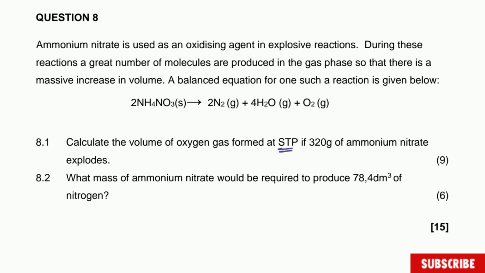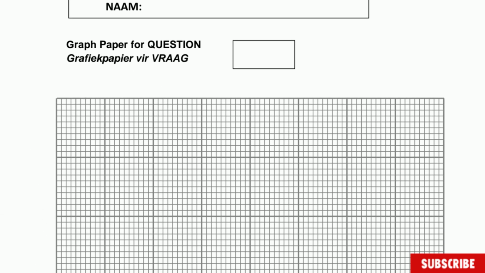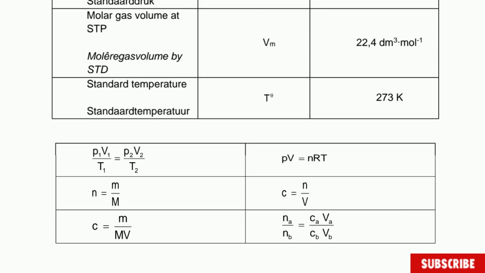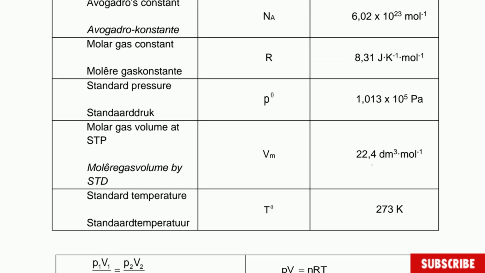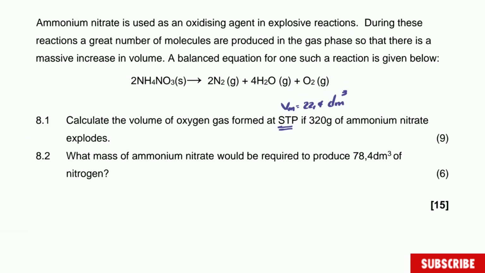If it is at STP, you know that the molar volume of gases is equal to 22.4 cubic decimeters per mole. Let me show you. It is in the formulas, right at the end here. Molar volume, there is molar volume if it's at STP. Okay, it is 22.4 cubic decimeters per mole. Let's finish that one there. We didn't finish the unit, per mole.